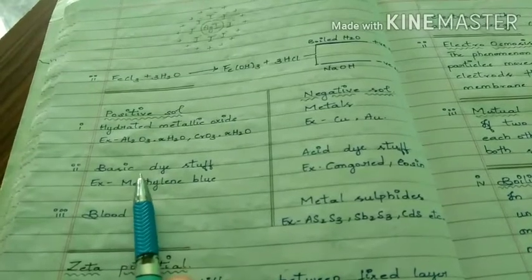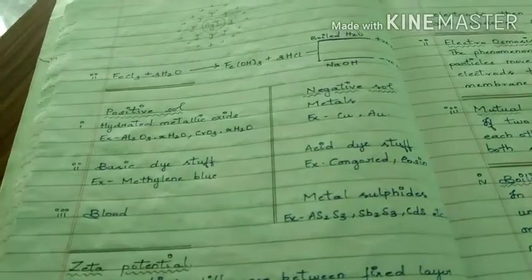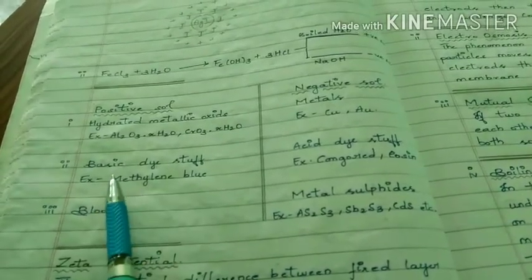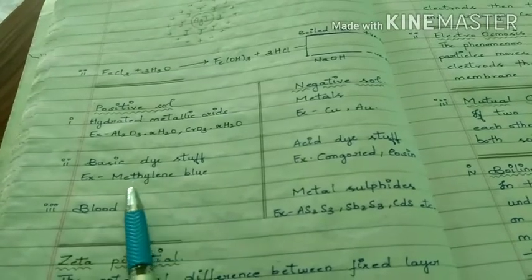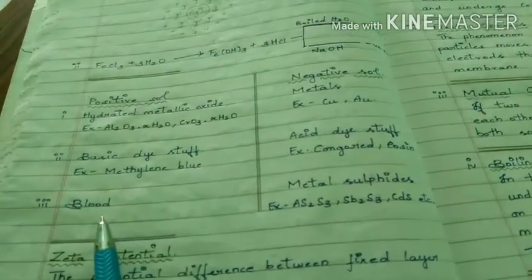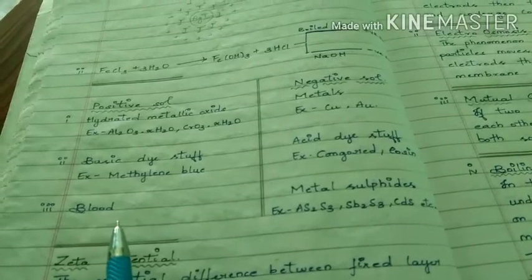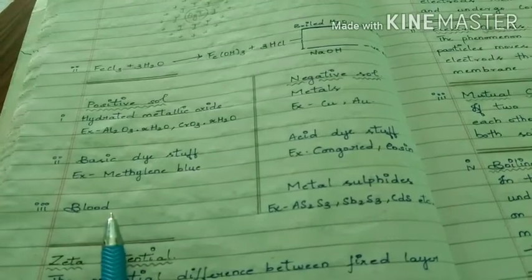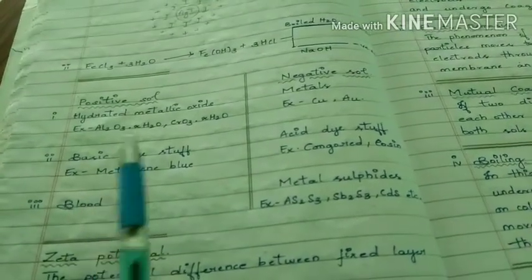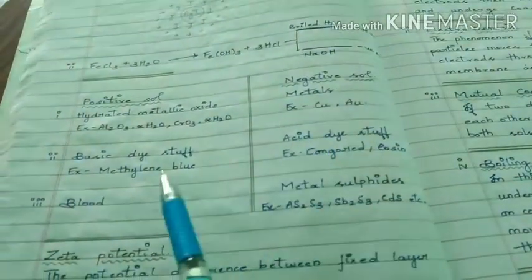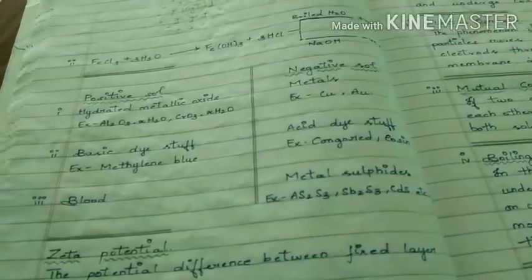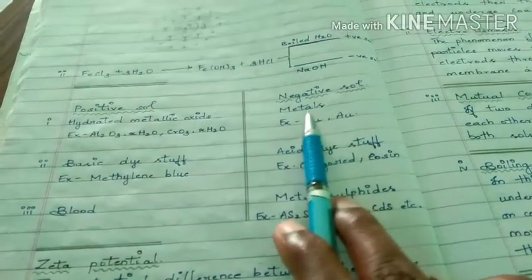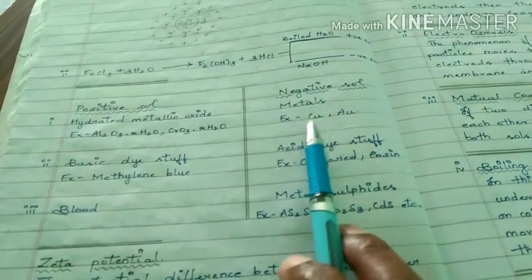Similarly, one more example for positive sols is basic dyestuffs. Dyestuffs means colored substances, for example methylene blue, that is a colored substance. Why is it called basic dyestuff? Because it has basic nature. And one more example is blood. Blood is a colloidal solution, which we discussed already, a solid and liquid type of colloidal solution. Blood is a positive sol because positive charge is present around the colloidal particles of the blood, and negative sols are metal sols, copper and gold sols. These are negative sols because negative charge is present around copper and gold.